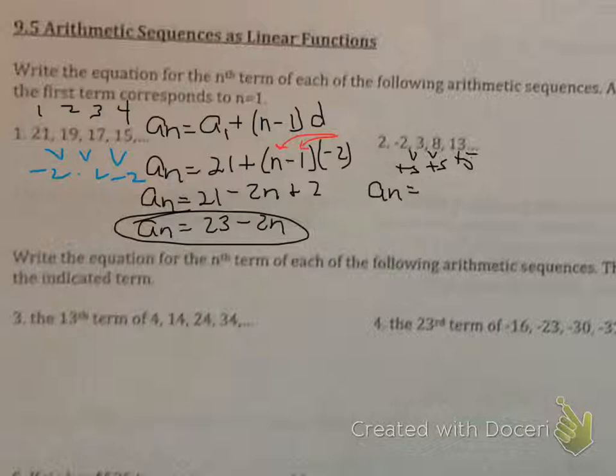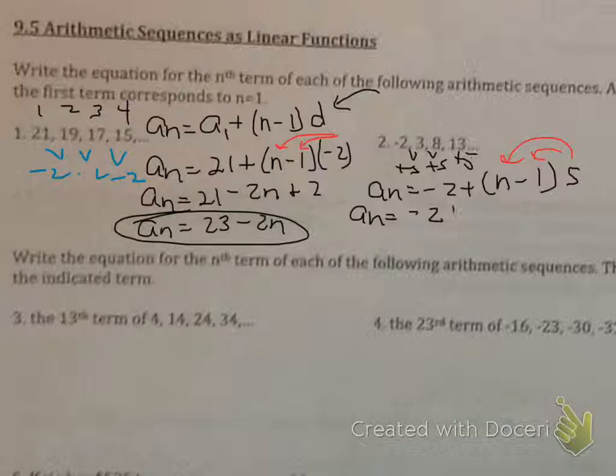An equals, my first number is negative 2 this time, plus n minus 1. Remember, I'm using this equation. And d represents my common difference, so that one is a plus 5. Then I'm going to distribute, remember I'm going to distribute this to this and this, so I'm going to rewrite it, so it's an equals negative 2 plus 5n minus 5. And then we get to clean up the two numbers, negative 2 and negative 5, make a negative 7.